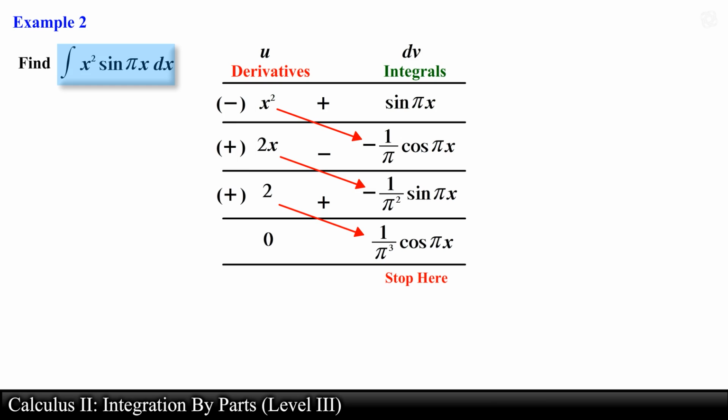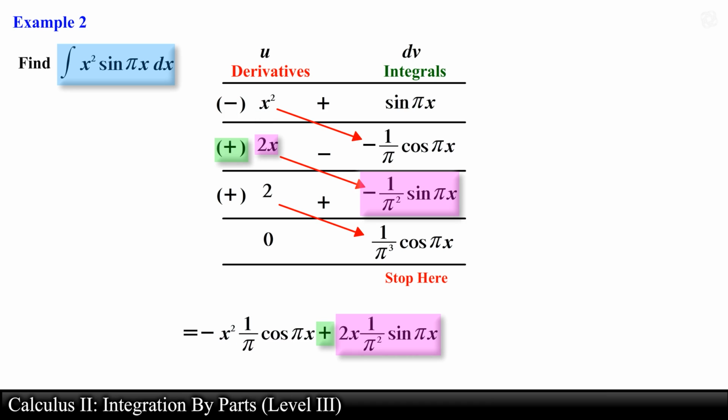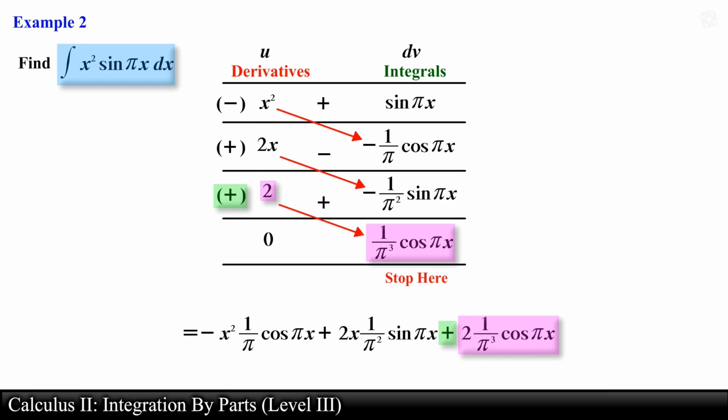The integral of x squared times sine of pi times x dx will be equal to negative x squared times 1 over pi times cosine of pi times x plus 2x times 1 over pi squared times sine of pi times x plus 2 times 1 over pi cubed times cosine of pi times x plus c. Alright, in our next video we will go over an example that generates a constant multiple of the original integral and use the integration by parts formula along with the tabular method to find its integral.